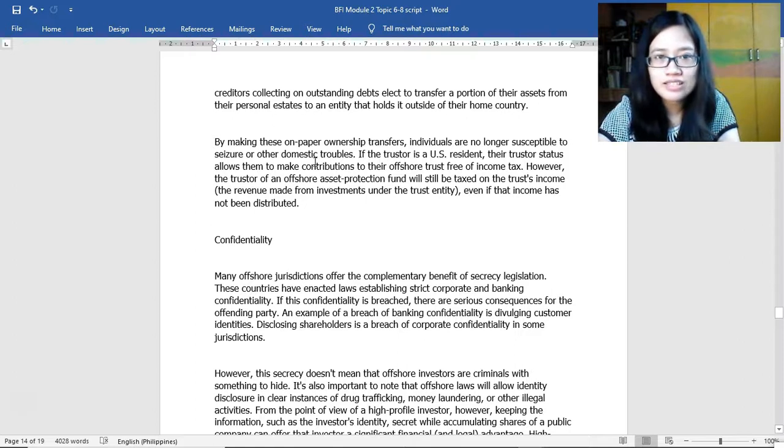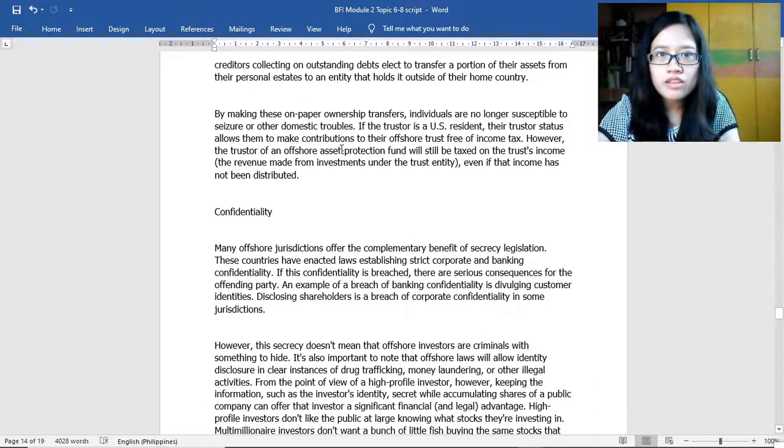Evasion of liabilities. Some people can take advantage of the offshore banks for that purpose. That's why offshore banks sometimes really have that connotation that they are being used by the wealthy for their own benefits. By making these on-paper ownership transfers, individuals are no longer susceptible to seizure or other domestic troubles.